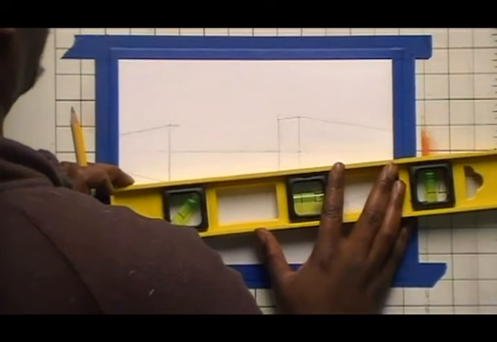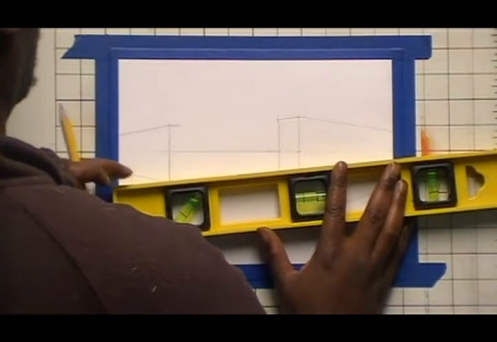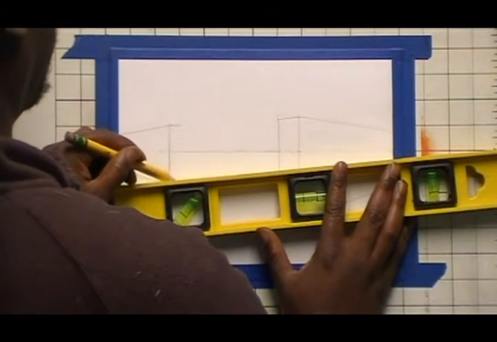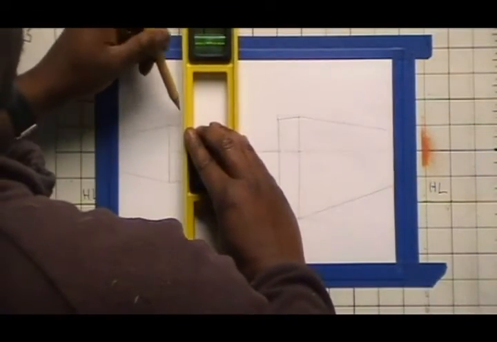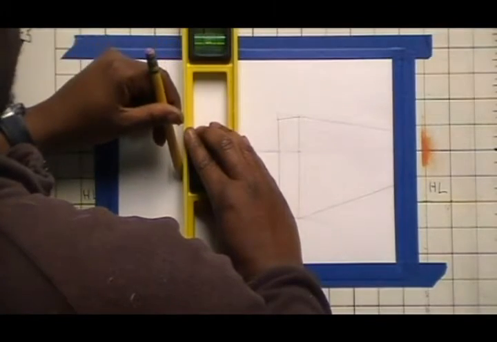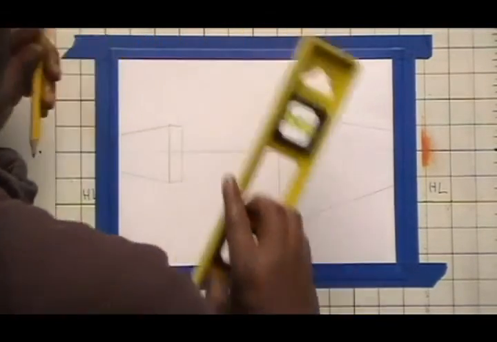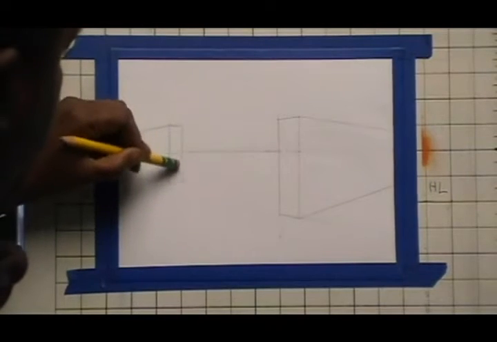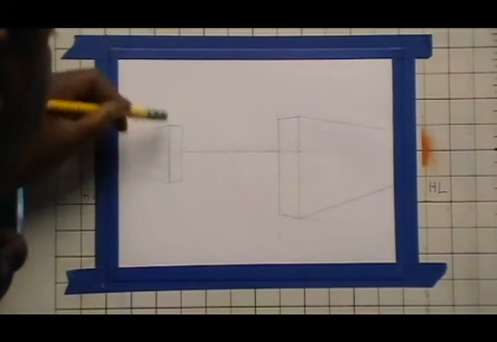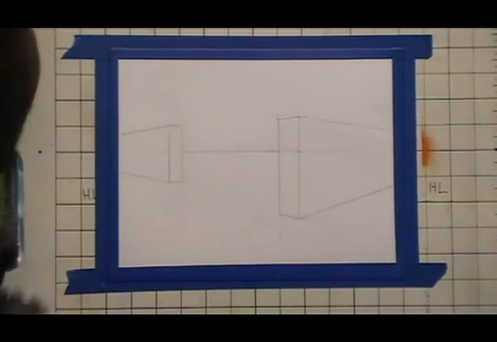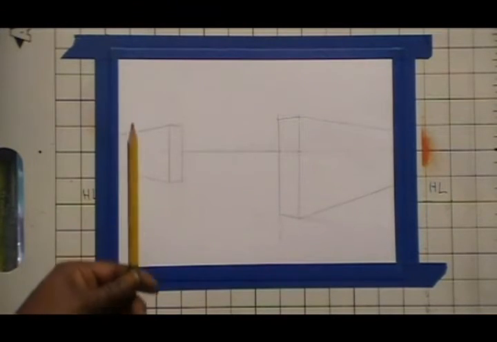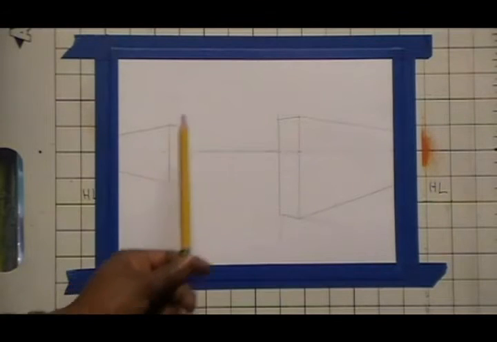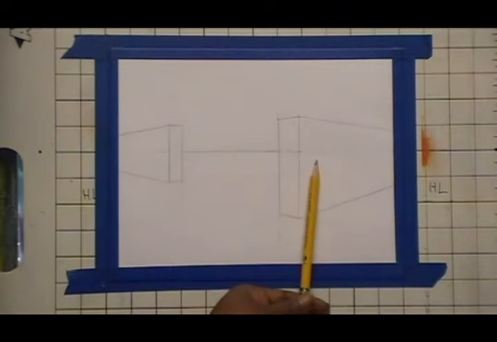Okay, and just meet up with the vanishing point on the other side. All right, like I say, it's a straight line, vertical, up and down. It's a 90-degree angle, and there you go. Get rid of the horizon line. Now, check it out. It gives the appearance of this wall being much further away than the wall in the foreground.